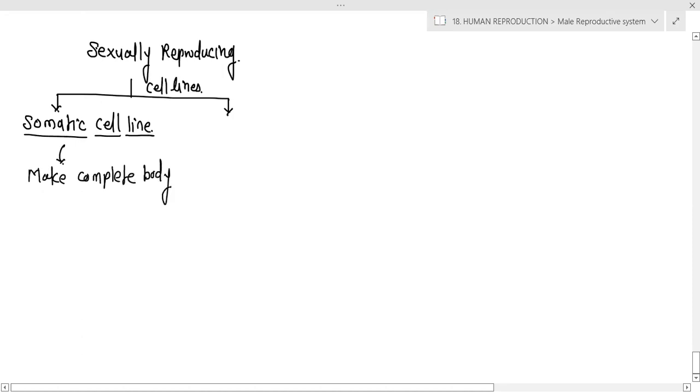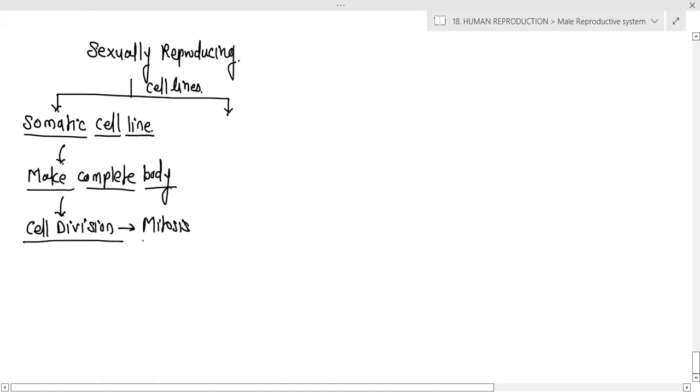So 99.99% of our body is made up of the somatic cell line. Understand? Our skin, our muscles, our brain, all the parts which you see are basically made up of the somatic cell line. These cells make up our body. Now, these cells undergo a cell division process called mitosis. They can undergo only one type of cell division, mitosis. They cannot do meiosis.